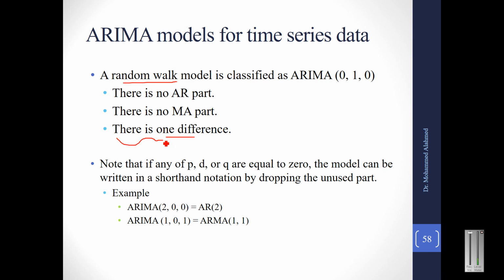So basically, why one difference? Because ARIMA models can only be applied to stationary time series. Random walk by default is non-stationary. You take the first order difference to make it stationary, and hence you can apply ARIMA to it, right?